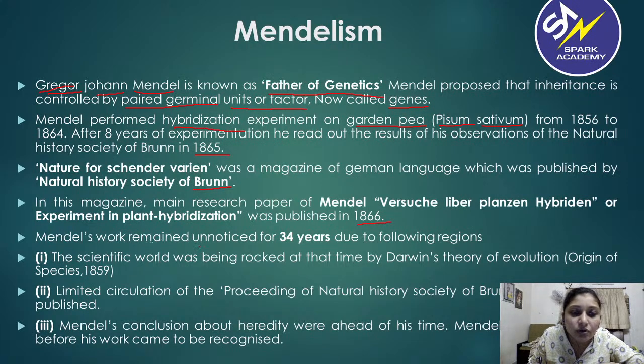Mendel's work remained unnoticed for 34 years due to the following reasons. For 34 years it was unnoticed because of Darwin. At the time, Darwin was rocking the scientific world by explaining the evolution theory of the origin of life in 1859. So it was the same era: in 1856 when Mendel was performing all these experiments, Darwin's theory of evolution was rocking the scientific world. Because of that, Mendel was subsided, I mean, it was not given any focus.